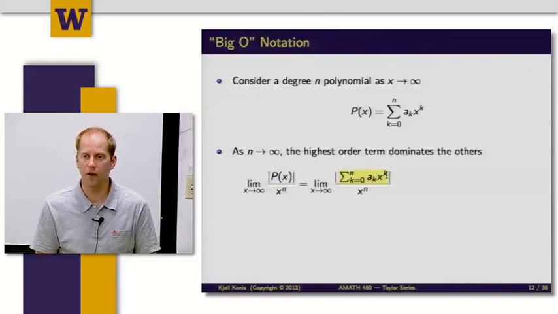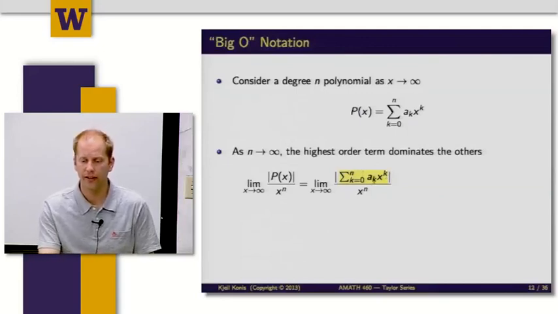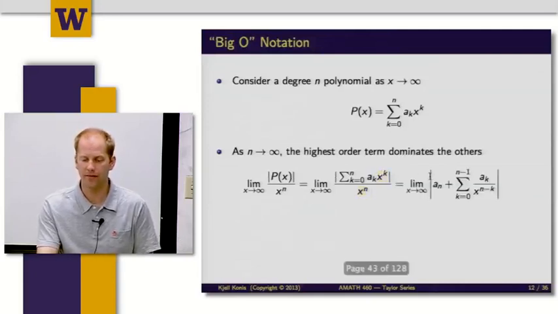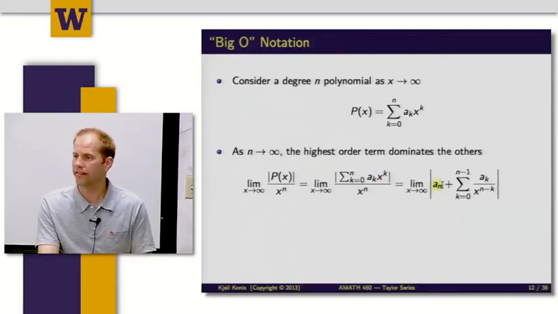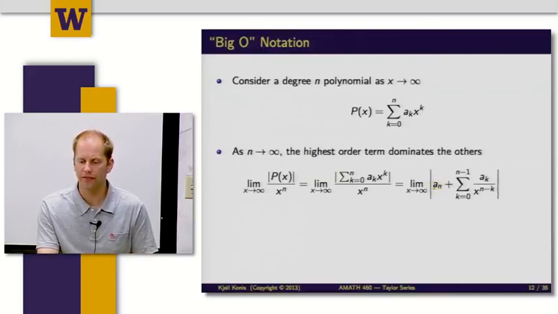It's just the sum of a constant term plus a coefficient times x plus a coefficient times x squared and so on, up to a coefficient times x to the n. That'll be the last term. So there's one term in the numerator that's a coefficient times x to the n. And then I'm going to divide that sum by x to the n. And what I'm going to get is one term that's a sub n times x to the n divided by x to the n. So that'll just be a sub n.